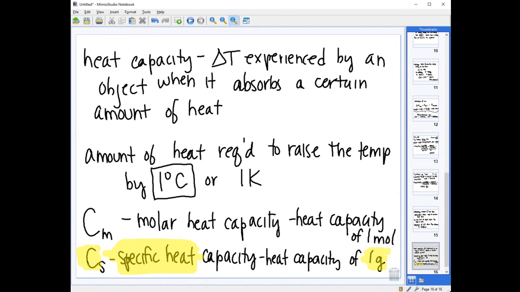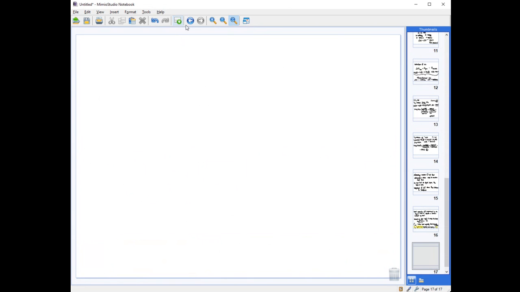These are constants. These have been measured, and we can go to a table or we can go to the internet and we can look up the specific heat of pretty much any substance we want to. Okay. So we can look that up. Those are constants. Those are things that we can find and plug in.